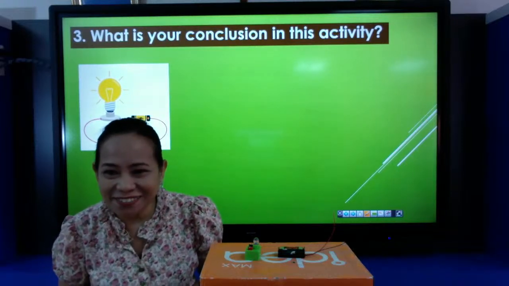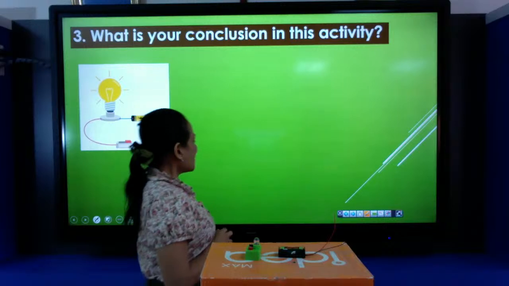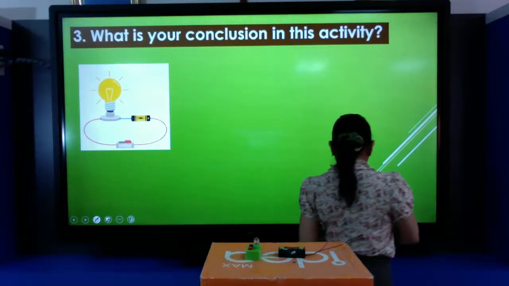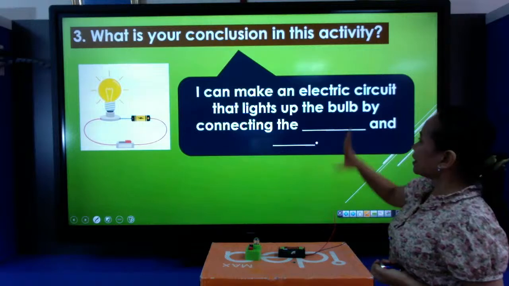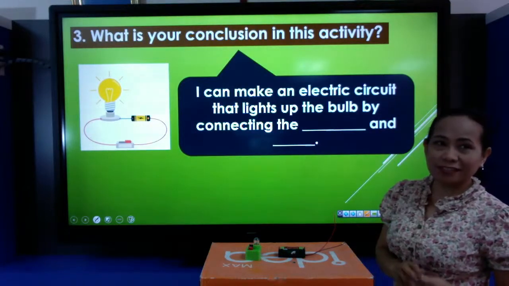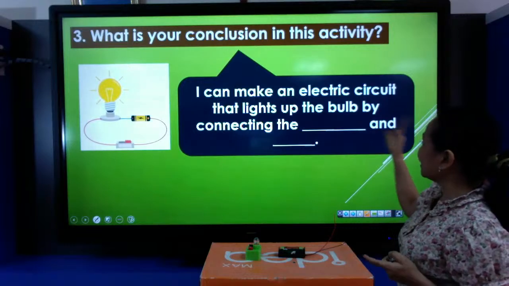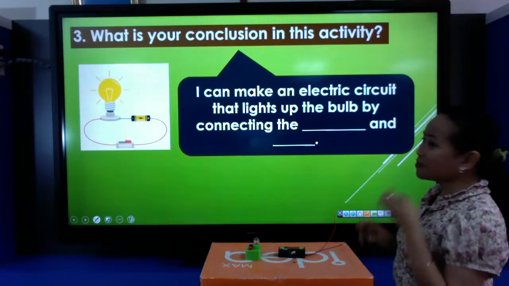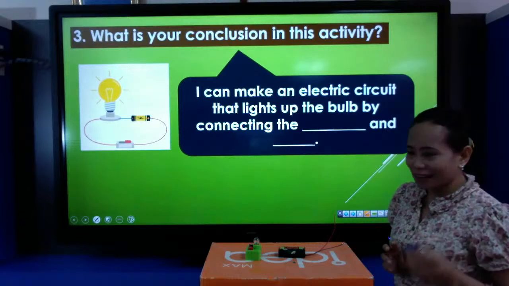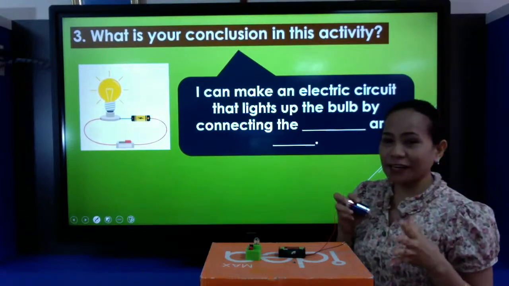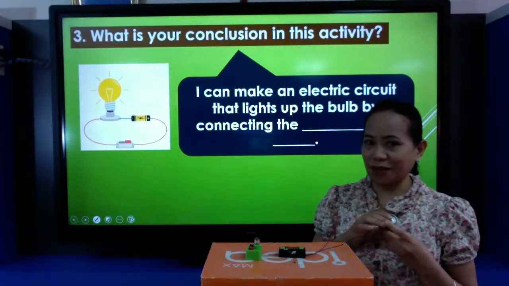Okay, next we have another letter here. Based on your answer, you are right, correct. It can make an electric circuit that lights up the bulb by connecting the wire and the battery. Of course, it's very important. The source of our electricity, right? So here it shows us that the battery is not the only source of energy.